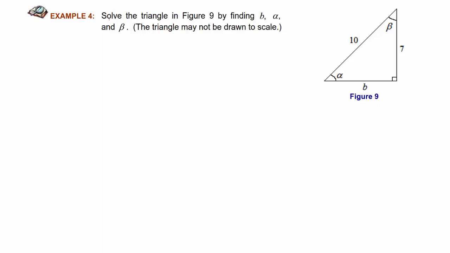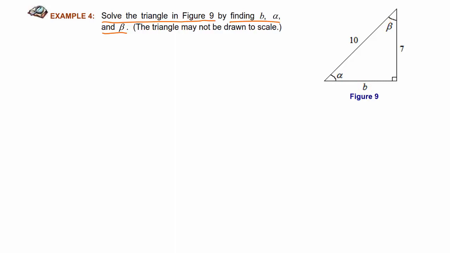In this example, we're asked to solve the triangle in figure 9. And typically, when we're asked to solve a triangle, it means that we're supposed to find all of the unknown values, all of the values that are labeled with a variable. So in this case, we're supposed to find b, alpha, and beta. And that's because b, alpha, and beta are the three unknown values in the triangle.